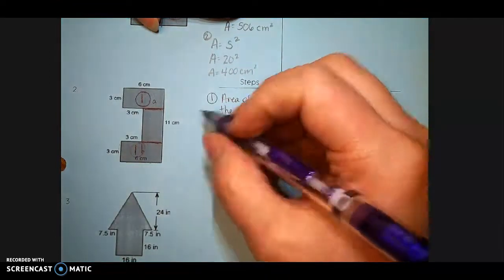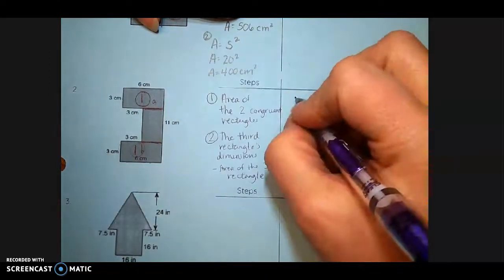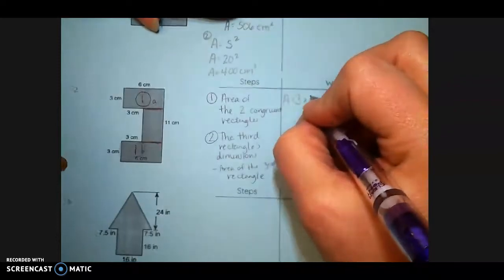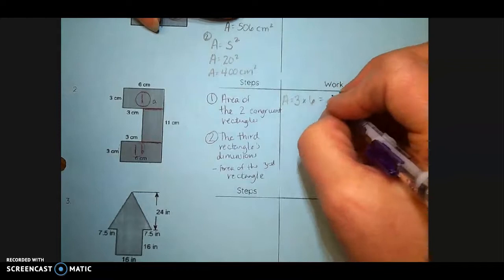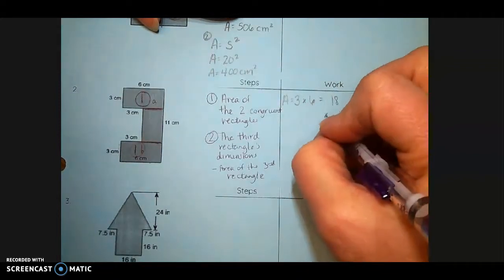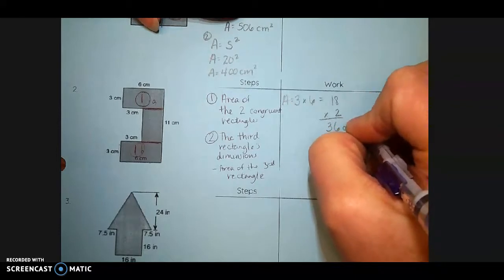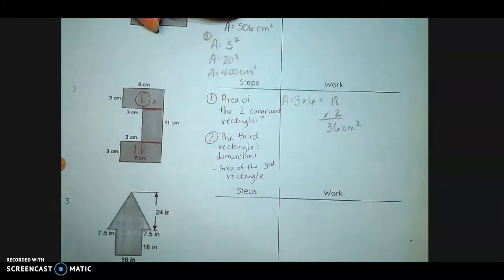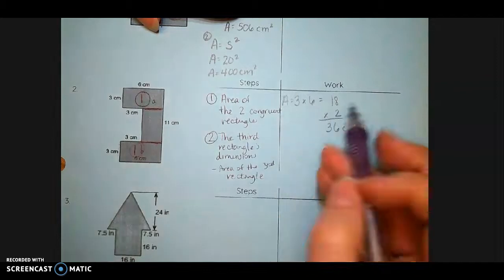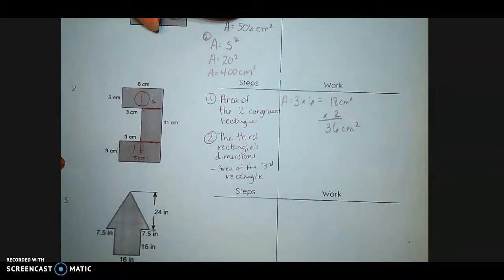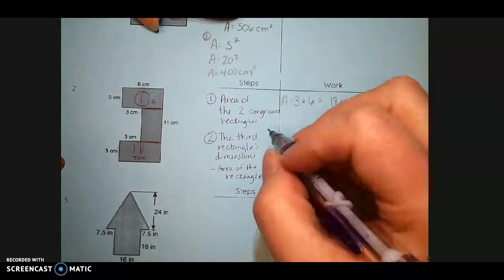So for the area of those congruent ones, once again, the area is going to be the width times the length, which gives me 18. Now we said we have two of those that are identical, so that was 36 centimeters squared for both of them. Each one of those rectangles is 18 centimeters squared. So there's part 1. Part 2, I'm going to find these dimensions.